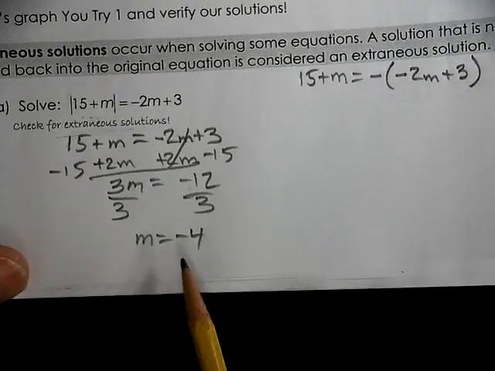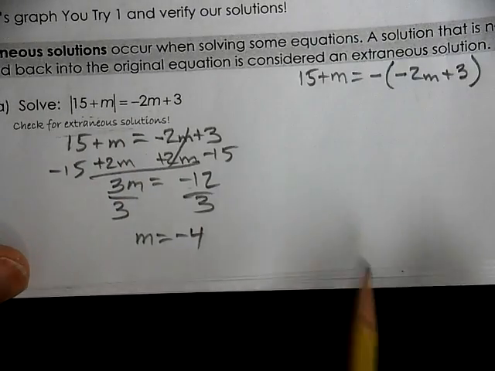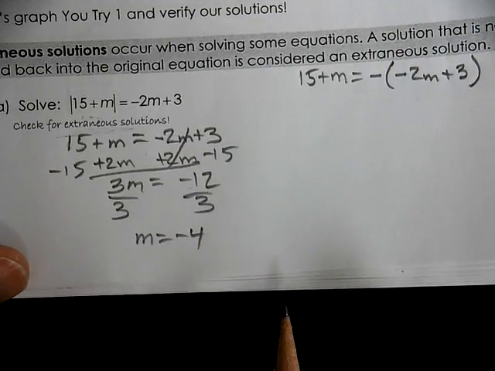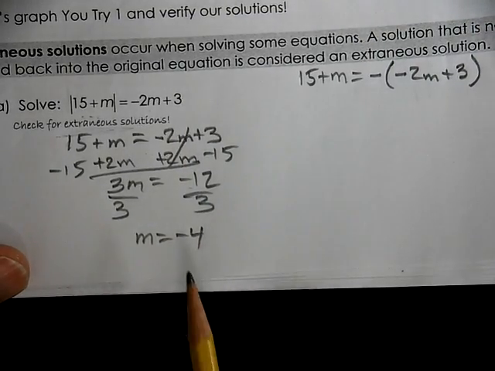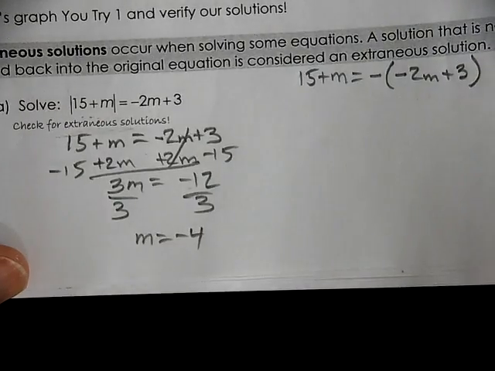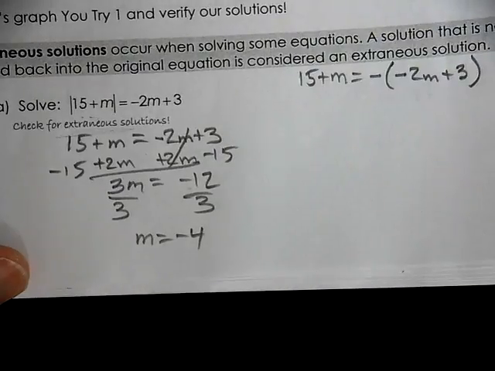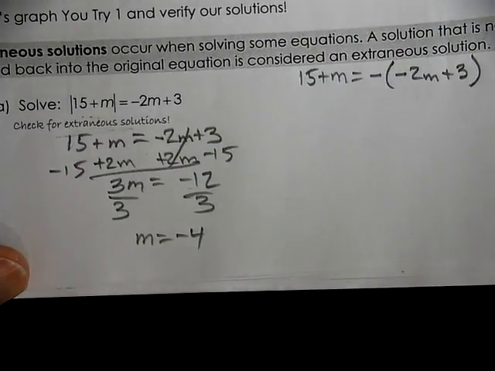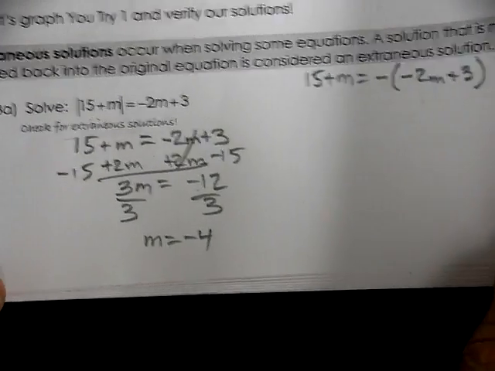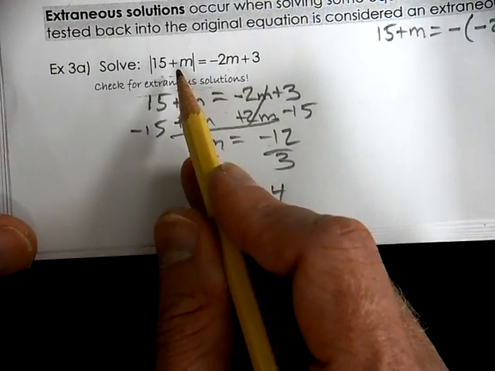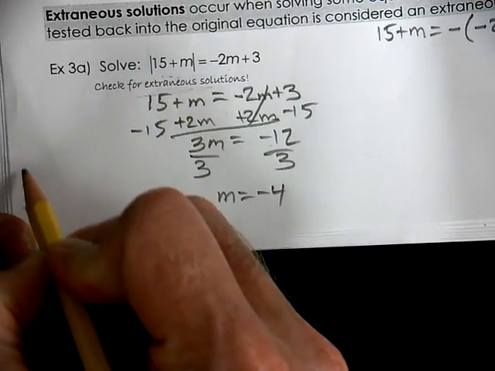Now we have to determine, is negative 4 accurate? Or did something weird happen in here where that's not the real answer? In the future, you're going to find out that the negative answers are often the one that is extraneous. It happens a lot. But that's not the rule. It only happens a lot. It doesn't have to be. It depends how the equation is written. So we're going to test it by plugging it back into the original equation.